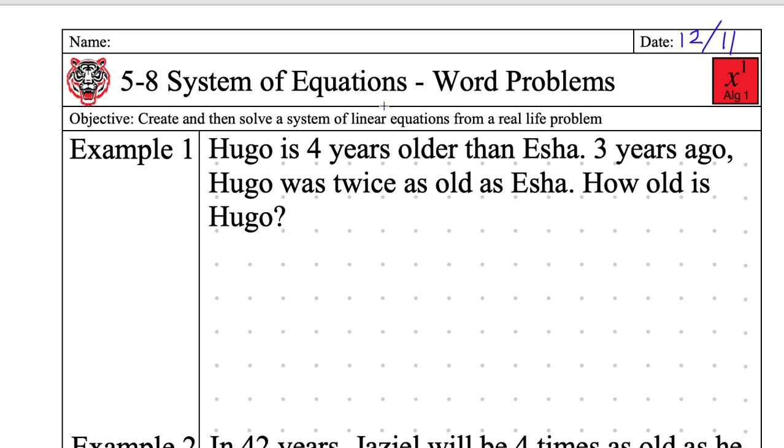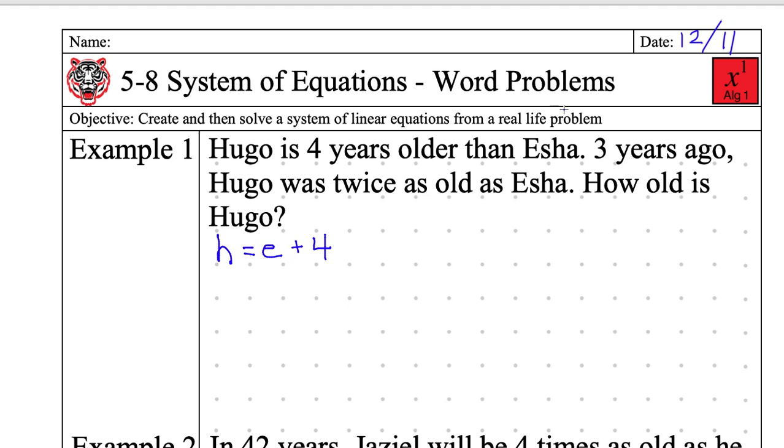All right, so who wants to take a shot at setting up one of the two equations? So can I use the variable h for Ugo and the variable e for Esha? All right, lowercase or capital? Lowercase is fine. h equals e plus 4. There's our first equation. Ugo is 4 years older than Esha. Perfect, thank you.